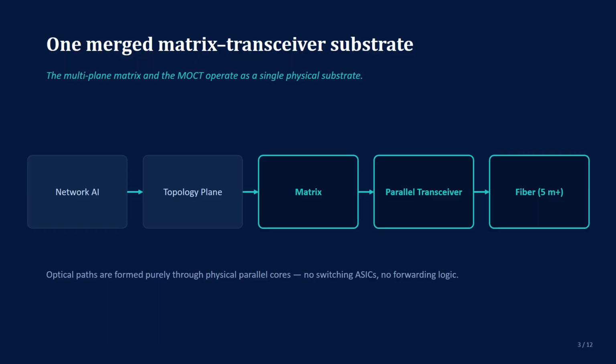The multiplane matrix and the MOCT operate as a single physical substrate. The path runs from the network AI through the topology plane into the matrix, the parallel transceiver, and out to fiber of 5 meters or more. Optical paths form purely through physical cores. No switching, no forwarding.